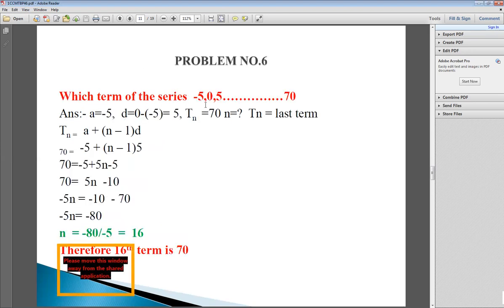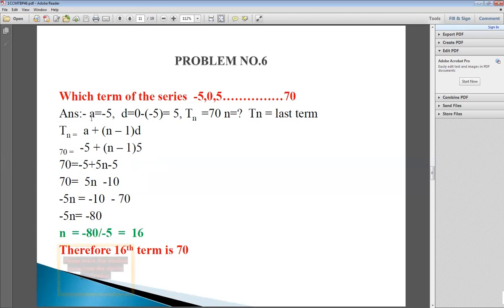Which term of the series minus 5, 0, 5, and so on, is 70? If you keep on writing, the nth term value becomes 70. So we need to calculate which term of the series, which means n has to be calculated. The first term, last term value and difference are already given in the question. We don't know how many numbers make the last term 70, so that has to be calculated.